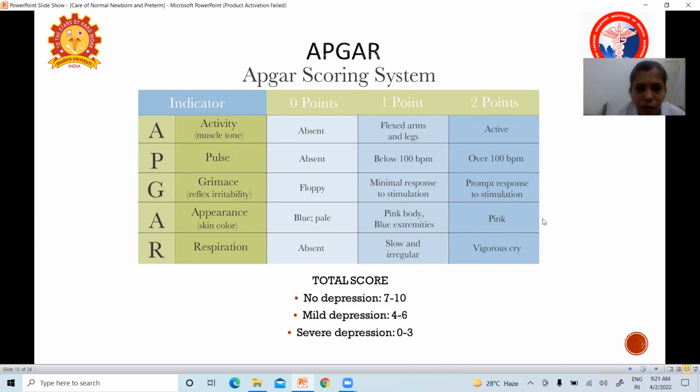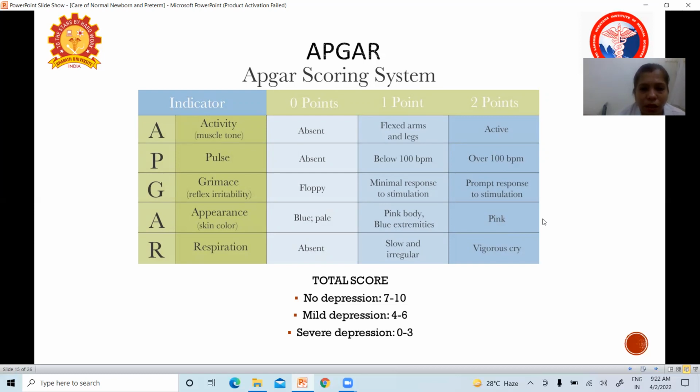Heart rate, if absent, 0. Heart rate is present but less than 100, 1 point. Heart rate is good and over 100 per minute, the score we will give for the heart rate will be 2. Grimace or reflex activity. This is the response of the baby to our stimulus. If the baby is not responding at all, is completely floppy, then the score will be 0. If the baby has minimal response to stimulation, score will be 1. If the baby has prompt response to stimulation, score will be 2.